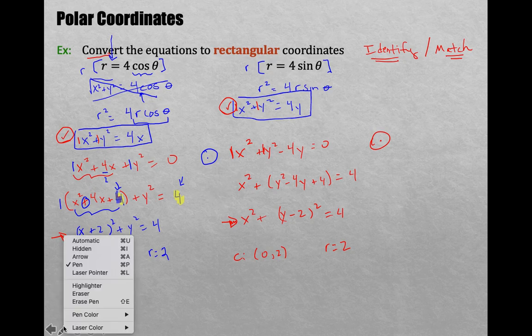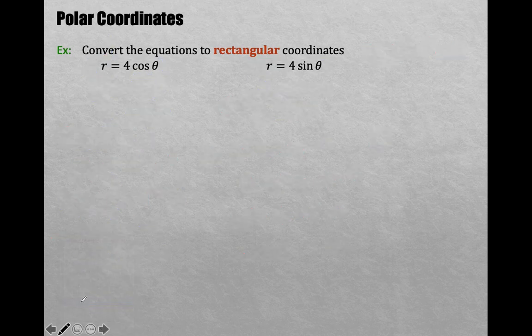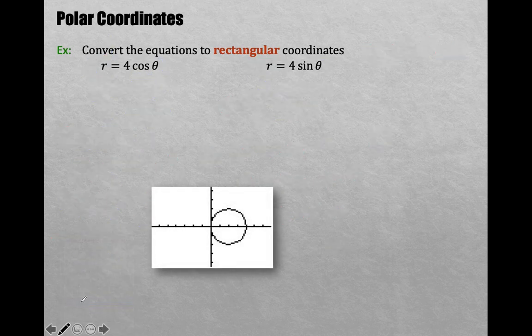If you were asked to match, and I gave you this graph, which one is it? As soon as you got into rectangular form, you might hopefully be able to see, well, this is a circle with a center at 2, 0, and a radius of 2. So that's that graph.